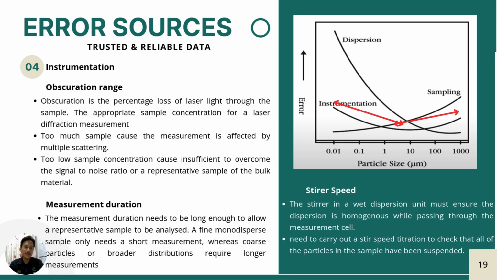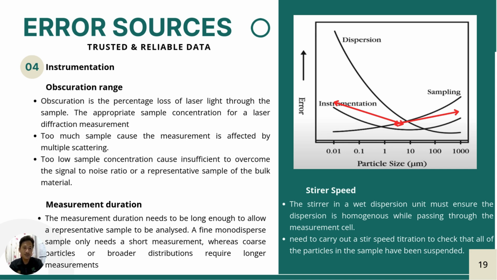Okay, error sources can also come from the instrumentation part. For example, the obscuration range. The obscuration range is the percentage loss of laser light through the sample. The appropriate sample concentration for a laser diffraction measurement is called the obscuration range. Too much sample causes the measurement to be affected by multiple scattering, but too low a sample concentration is insufficient to overcome the signal to noise ratio or give a representative sample of the bulk material.